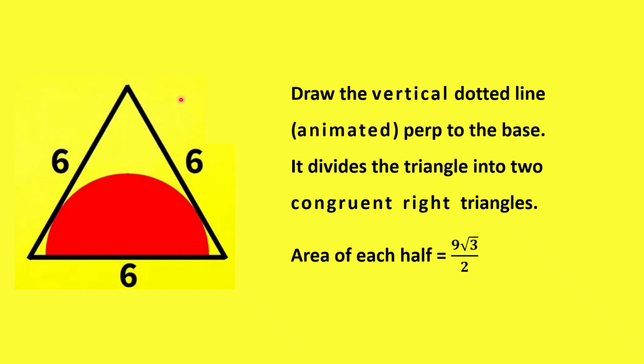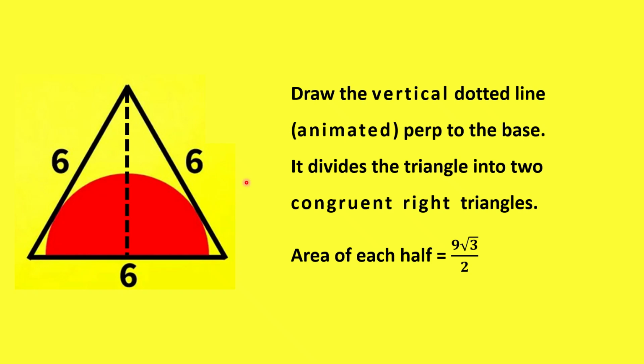Draw the blinking vertical line. You can see the dotted line blinking. We draw this vertical line perpendicular to the base. This vertical line will divide the equilateral triangle into two equal halves. The two smaller right angle triangles would be congruent.